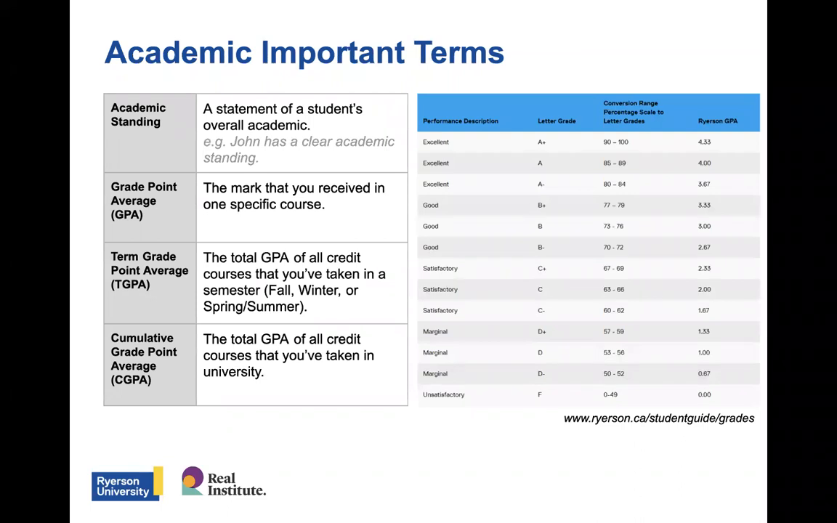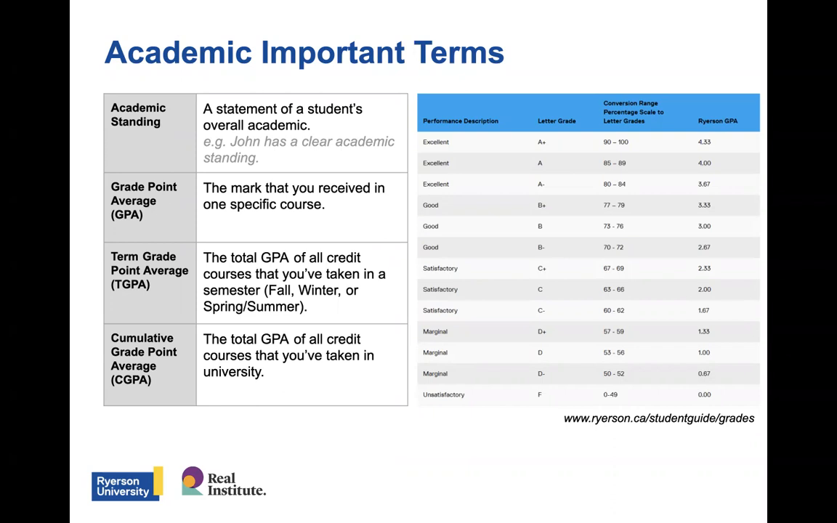When it comes to academic standings, there are 3 primary types of academic standings. You can have a clear academic standing, which means that you're good, which means that you have no problems with the university, which means that, more importantly, your CGPA, your cumulative grade point average, which we'll talk about in a second, is higher than 1.67. The university has a minimum grade of 1.67 to maintain a clear standing.